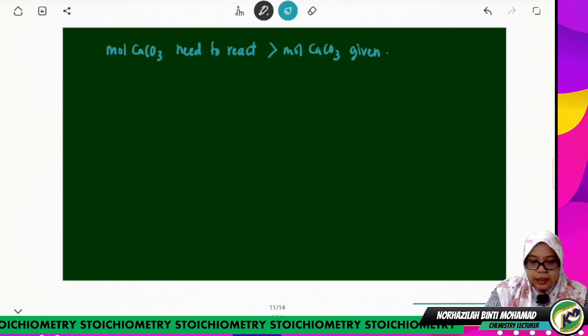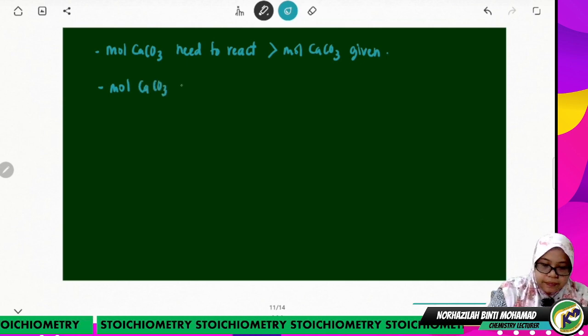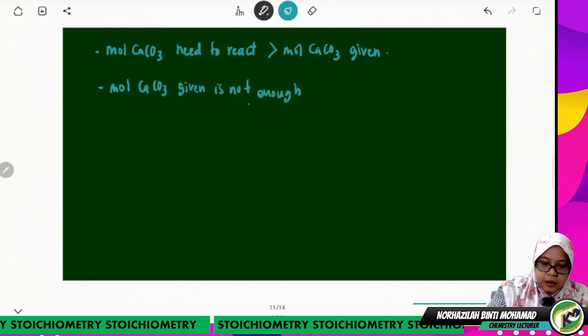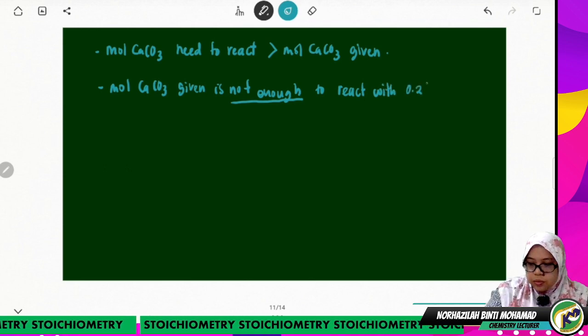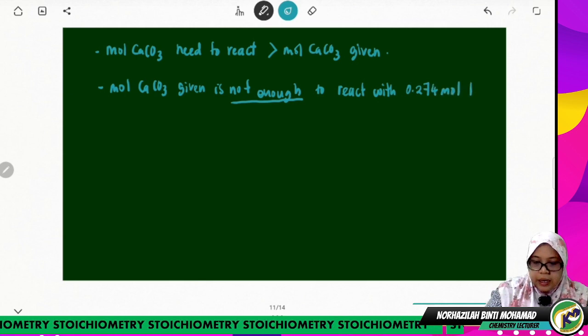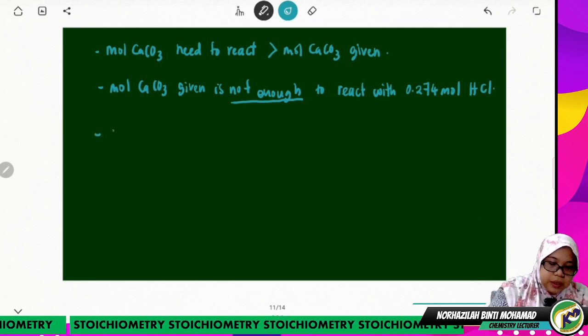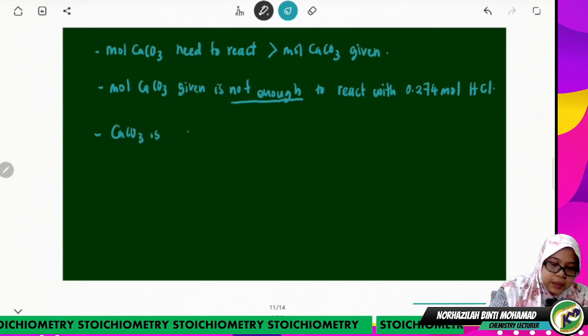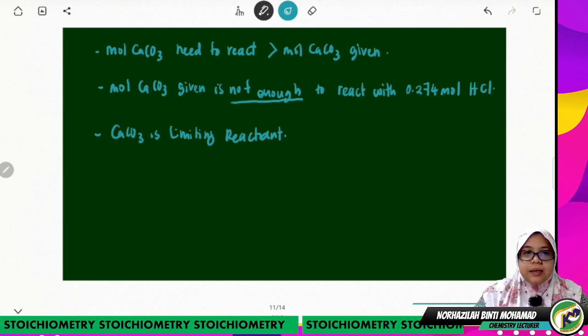Okay, so what happened? It is also means that mole of calcium carbonate given is not enough, okay, not enough to react with 0.274 mole HCl. Dia tak cukup, okay? Tak cukup. So, bila tak cukup, the calcium carbonate is limiting reactant. So, in this question, the limiting reactant is calcium carbonate.